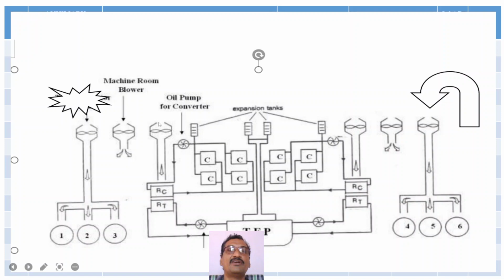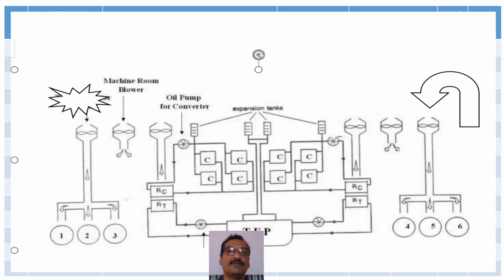Here you can find that while doing so, some dust gathers here, and that dust will be taken away by the scavenging blower. You can find 4 machines here. One is this transformer oil pump, second is the SR oil pump, then OCB, and the scavenging blower.